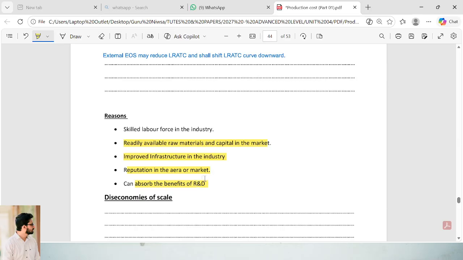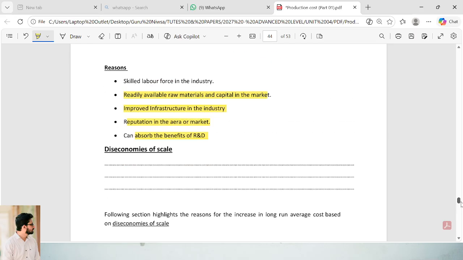Any doubt? These are called reasons of external economies of scale. Shall we move on? Next one, diseconomies of scale. Very simple. What is meant by diseconomies of scale? After a particular point in the long run production process, when we increase the production capacity beyond that level, LRATC starts to increase. That is called diseconomy, a negative sign, not good.